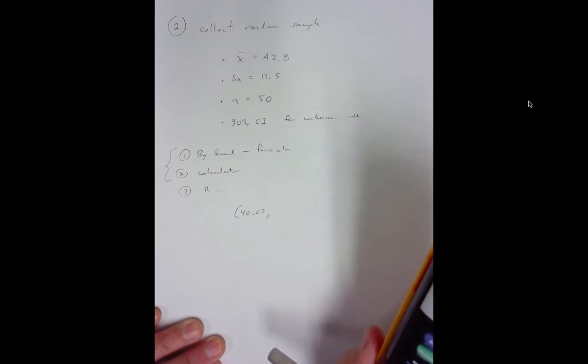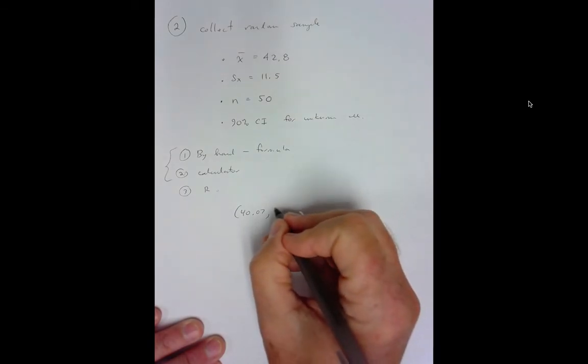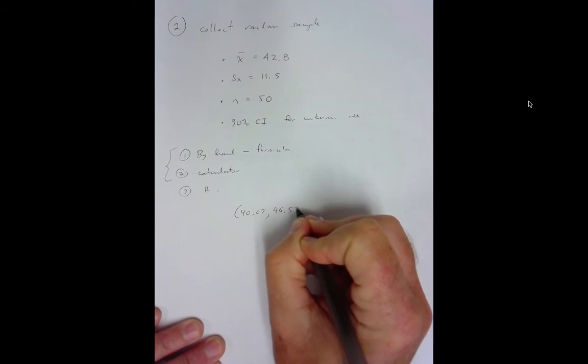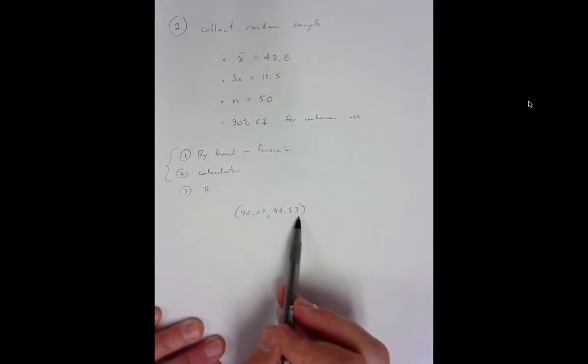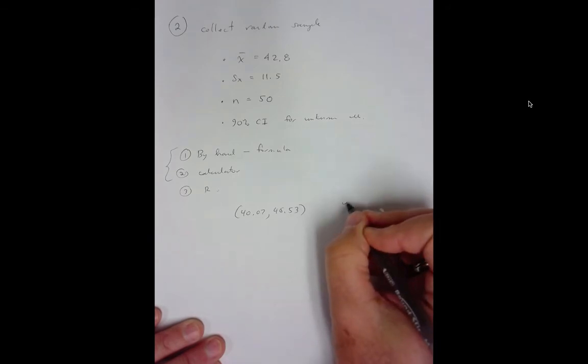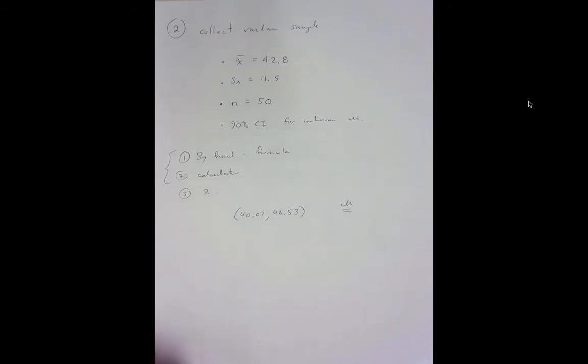And 45.53. So there's a 0.95 probability this interval contains the unknown population mean that we're trying to estimate. Guys, it's that simple.